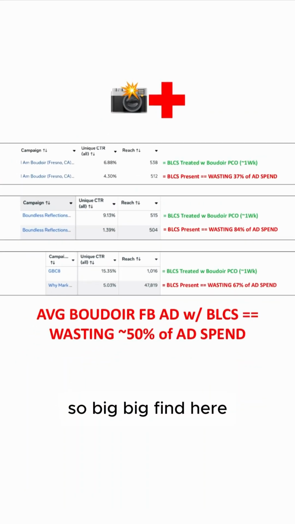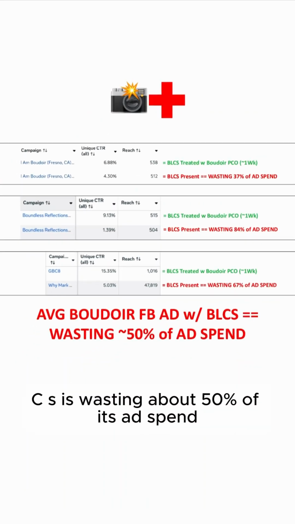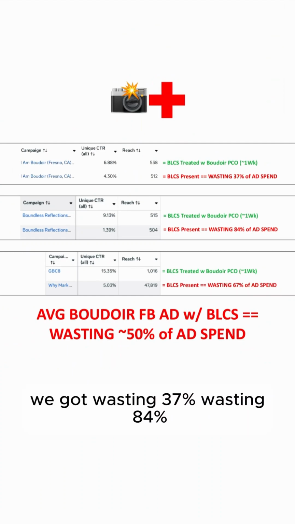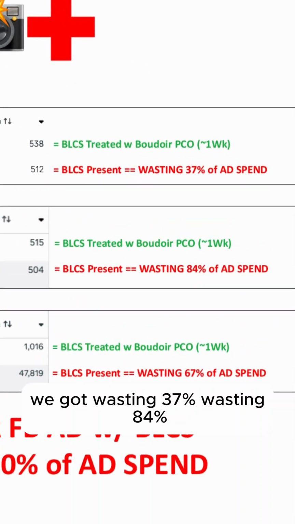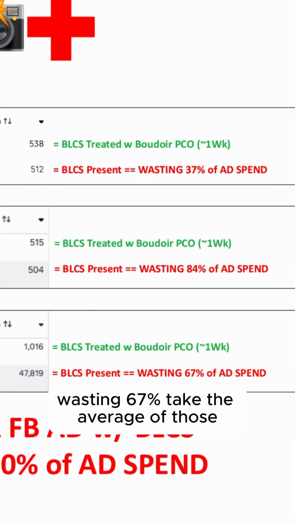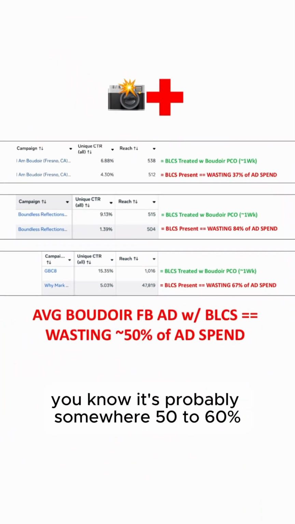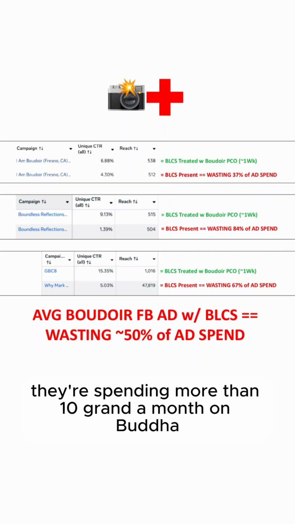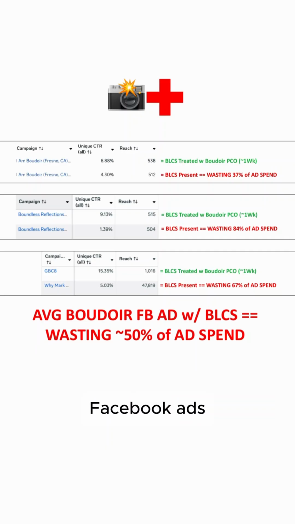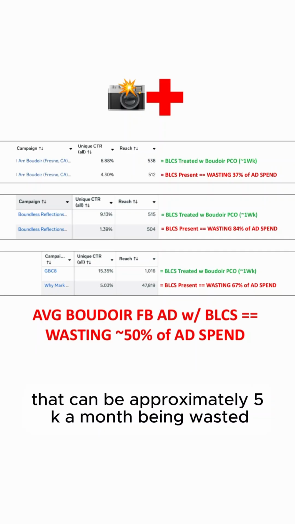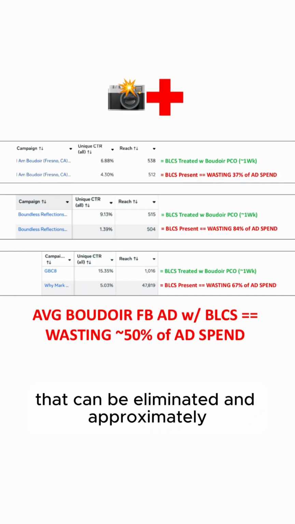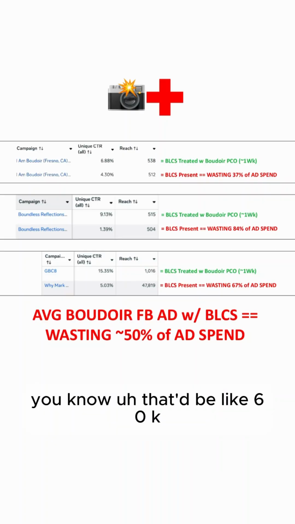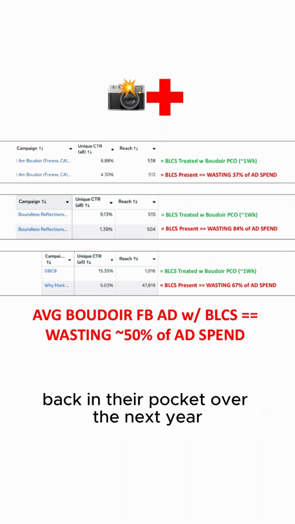So big find here. The average Boudoir Facebook ad with BLCS is wasting about 50% of its ad spend. So, I mean, look at the numbers here. We got wasting 37%, wasting 84%, wasting 67%. Take the average of those, it's probably somewhere 50 to 60%. So they're spending more than 10 grand a month on Boudoir Facebook ads. Literally 5K every single month being wasted. That can be eliminated, and that'd be like 60K back in their pocket over the next year.